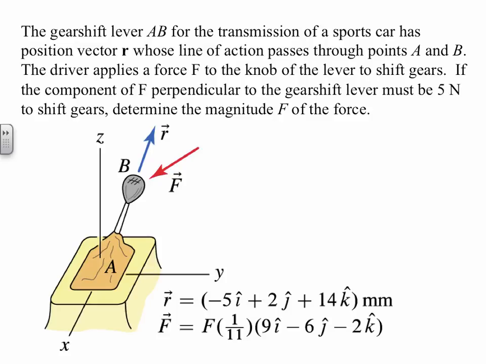So here we're given a relative position vector, indicated by R, that indicates the line of action of the lever, and we're given a representation for the force vector F, which includes an unknown magnitude and a known orientation through a unit vector. We need to define the magnitude of F so that the perpendicular component to the line of action of R is 5 newtons.